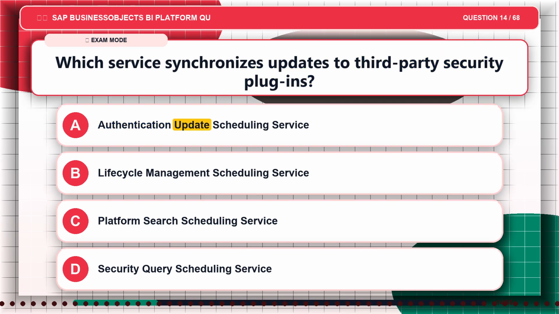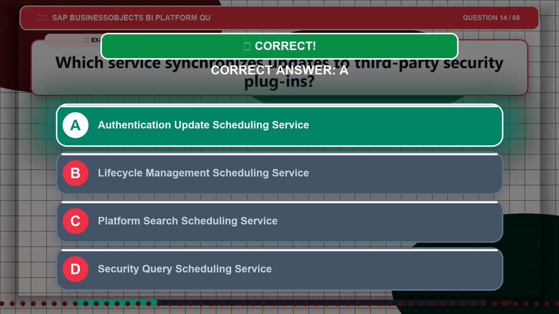Option A, Authentication Update Scheduling Service. Option B, Lifecycle Management Scheduling Service. Option C, Platform Search Scheduling Service. Option D, Security Query Scheduling Service. The correct answer is option A, Authentication Update Scheduling Service.